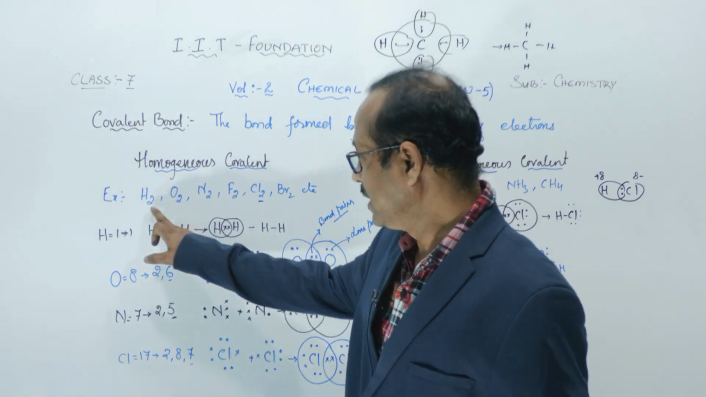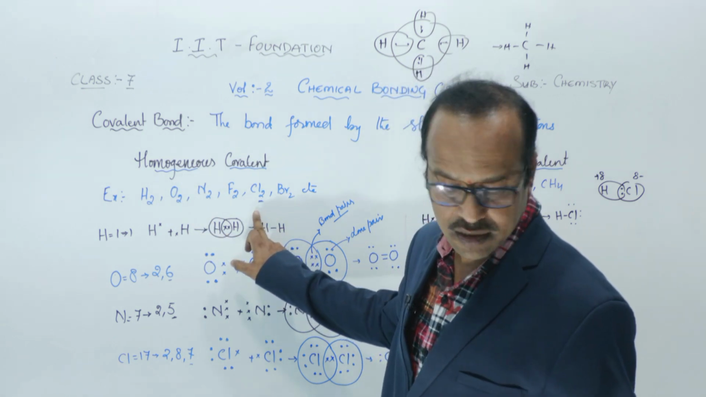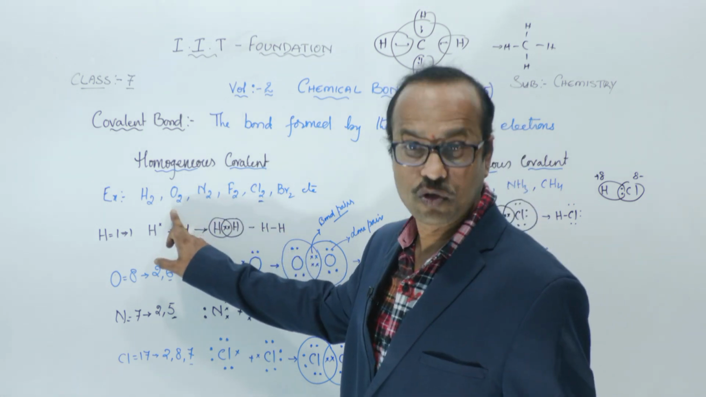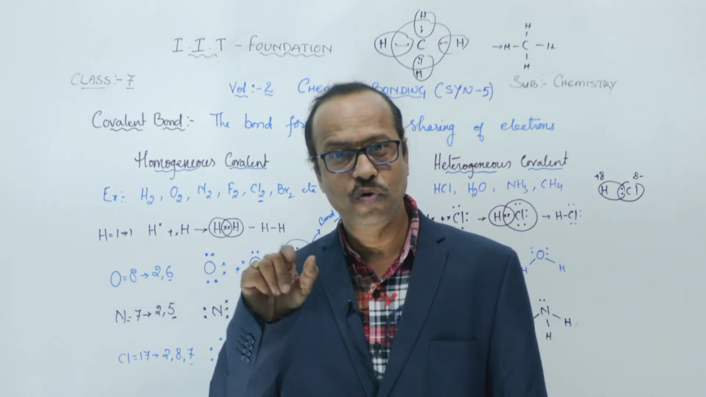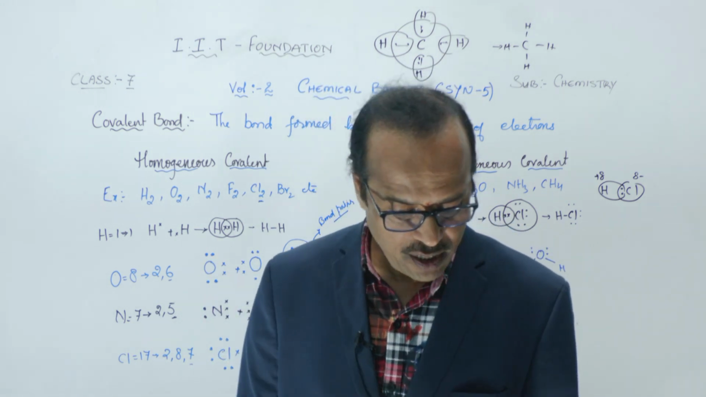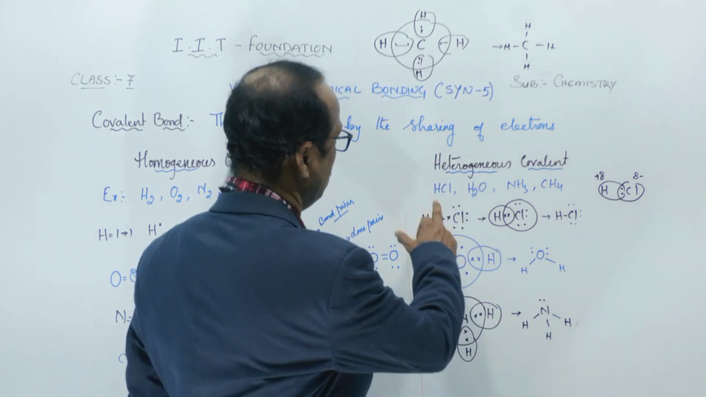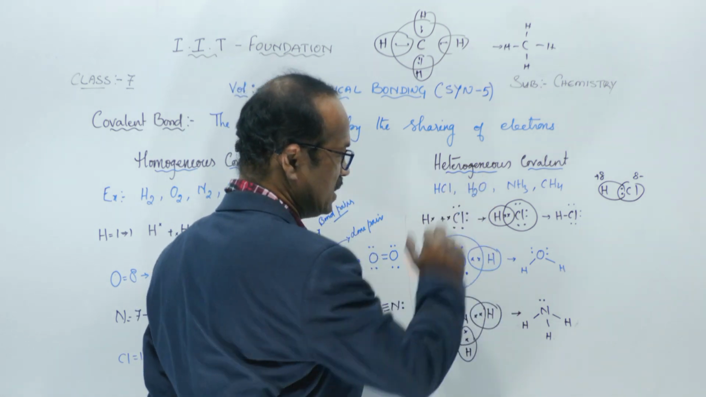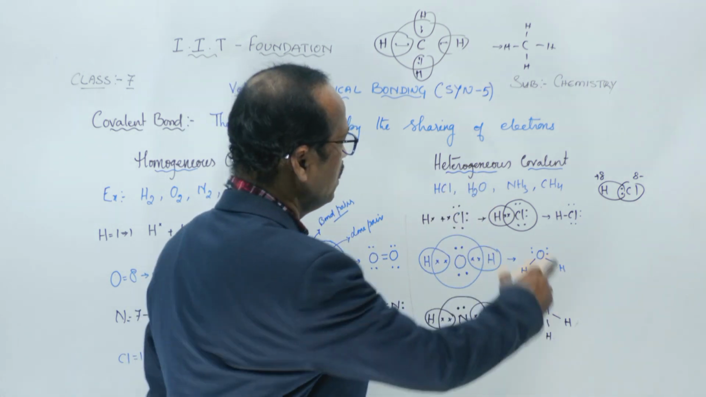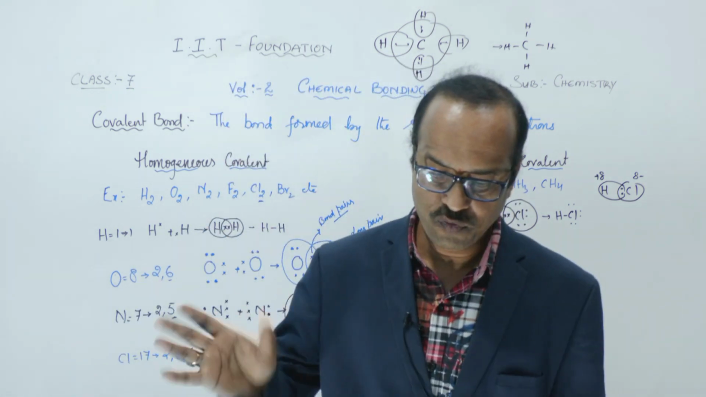Next, which of the following are homogeneous covalent compounds? Hydrogen, yes, homogeneous. Chlorine, yes, homogeneous. Oxygen, yes, homogeneous. So, all are homogeneous. So, the 7th is the fourth option. 8th one, which of the following are heterogeneous compounds? HCl, yes, heterogeneous. Water, H2O, yes, heterogeneous. Ammonia, NH3, yes, heterogeneous. All of these. So, the 8th one is also the fourth option only.